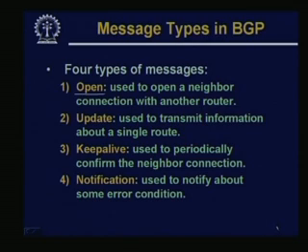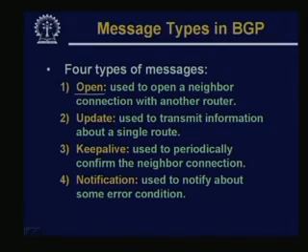Open means two routers belonging to different autonomous systems agree that they want to be neighbors. Suppose I am a router and I want to be a neighbor of some other router belonging to some other autonomous system. This can be done by sending an open message. So, this open message is used to open a neighbor connection with another router. This is the essential idea.